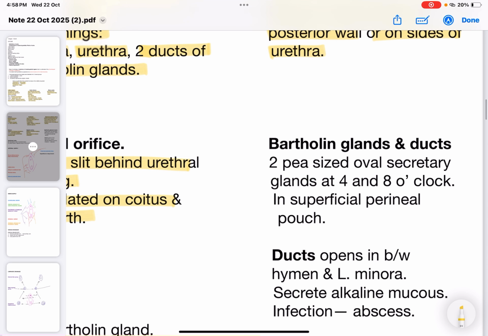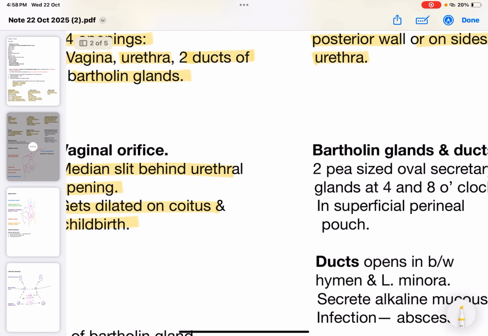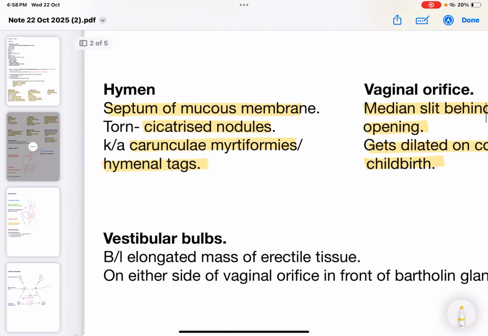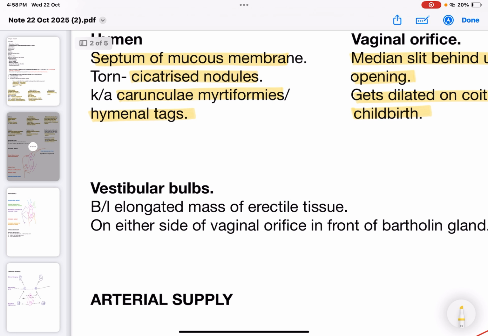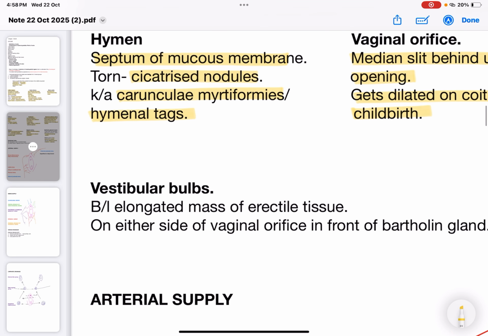Then you have Bartholin glands and ducts. They are 2 pea-sized oval secretory glands at 4 or 8 o'clock position. They are present in the superficial perineal pouch, and their ducts open in between hymen and labia minora. They secrete alkaline mucus. When infected, it forms abscess. Vestibular bulbs, bilateral elongated mass of erectile tissue on either side of vaginal orifice in front of Bartholin glands. So these are all the parts of external genitalia.